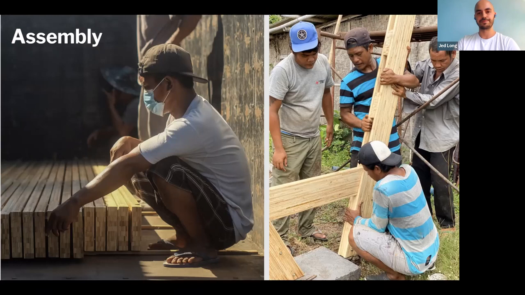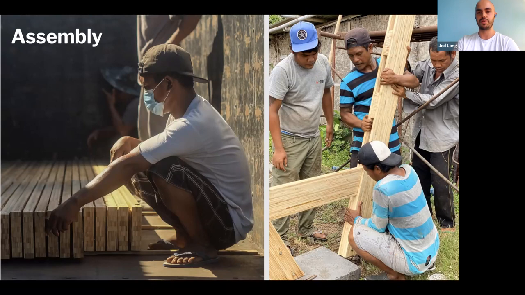So the assembly process was key to the prototyping and the development of this project. The idea was that each of these members could be prefabricated and then shipped on these trucks. So by flat packing the structures we were building, it was allowing us to more efficiently move around material. And also by limiting the size of each of the members, it meant that we could fit them on smaller trucks, which allowed us to get into more remote rural locations.